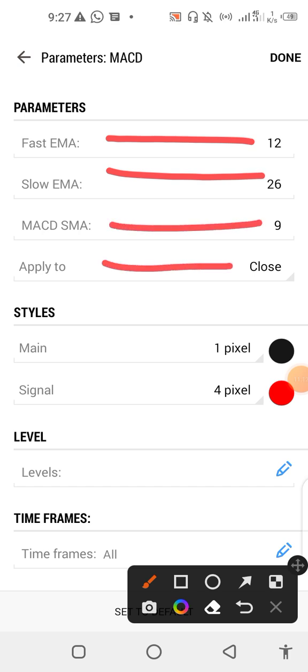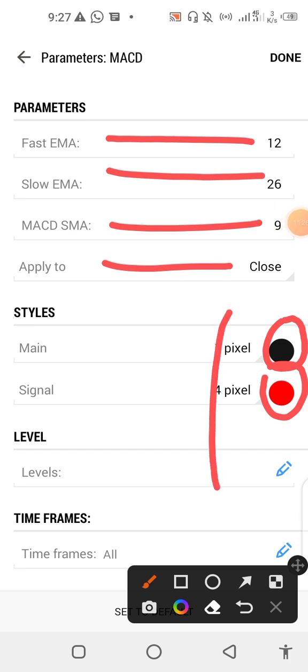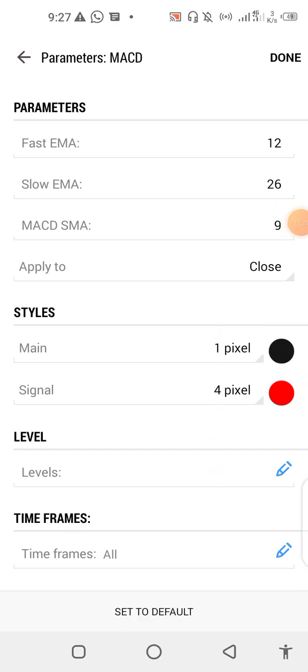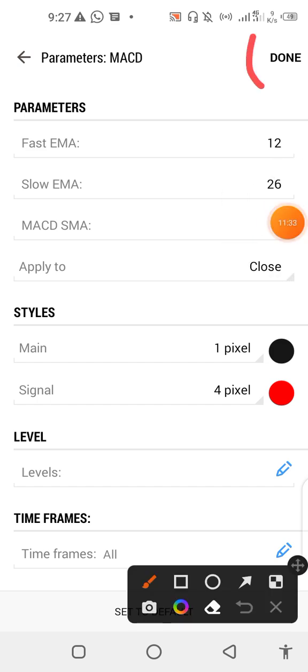You come to the styles. Main is 1 pixel and the color, choose black. Signal is 4 pixel. Set it and the color, choose red color for it, right? Choose red color. So when you are done, just click on this done at the top here.